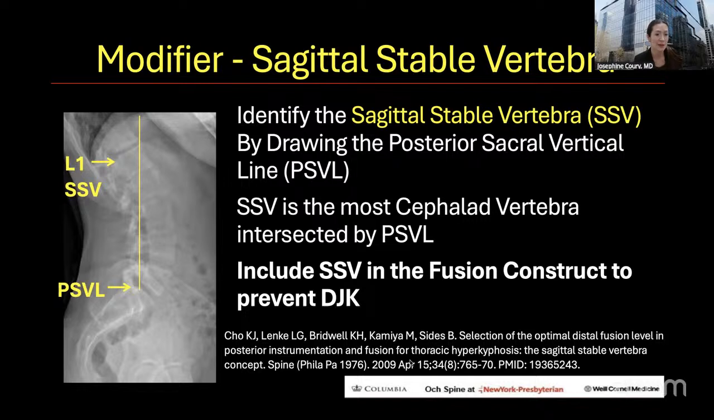Another modifier is the sagittal stable vertebra. This is the most cephalad vertebra that is intersected by the PSVL, the posterior sacral vertical line, on a sagittal X-ray. And there's also been a multitude of studies that have shown that including the SSV, the sagittal stable vertebra, in your fusion construct can prevent DJK for these patients.